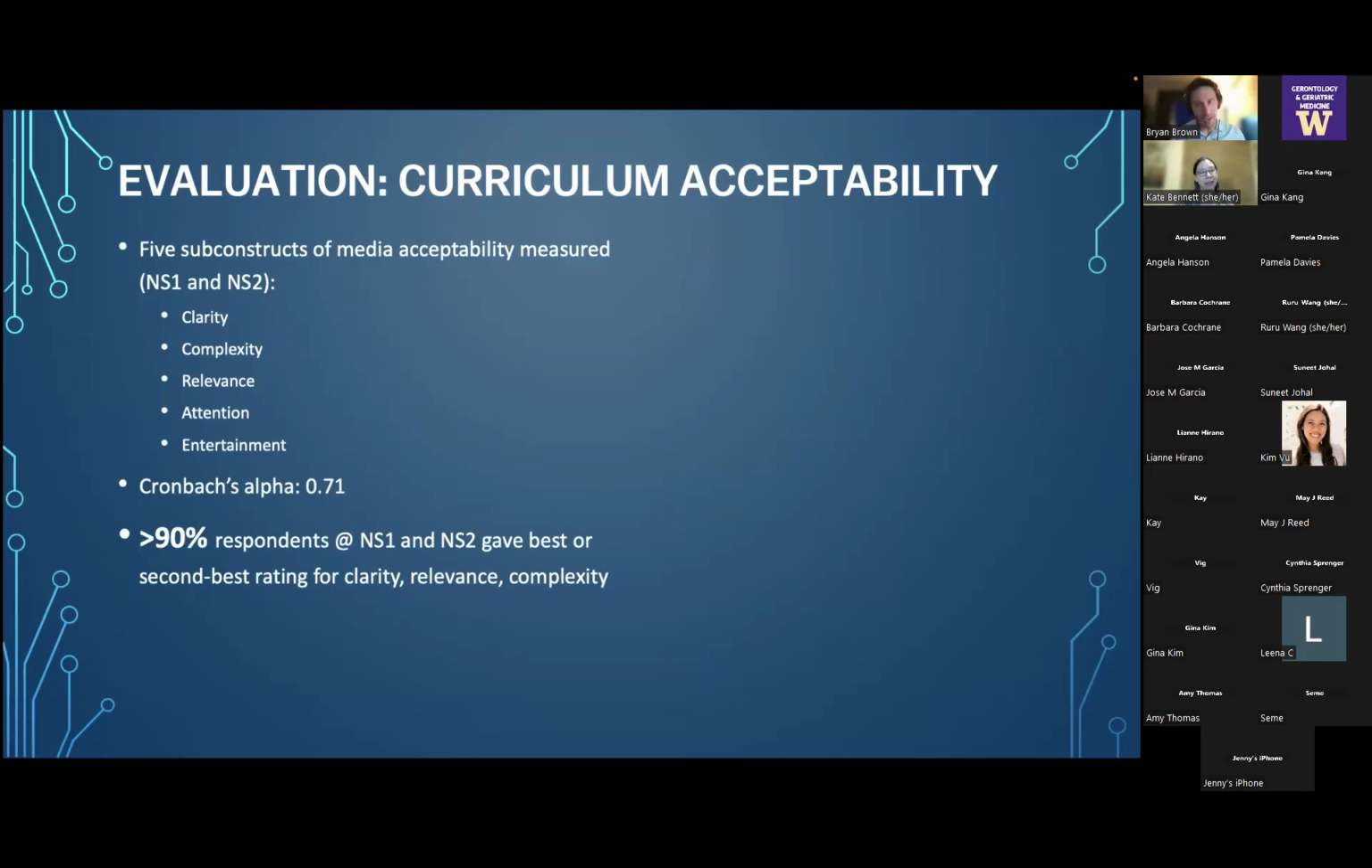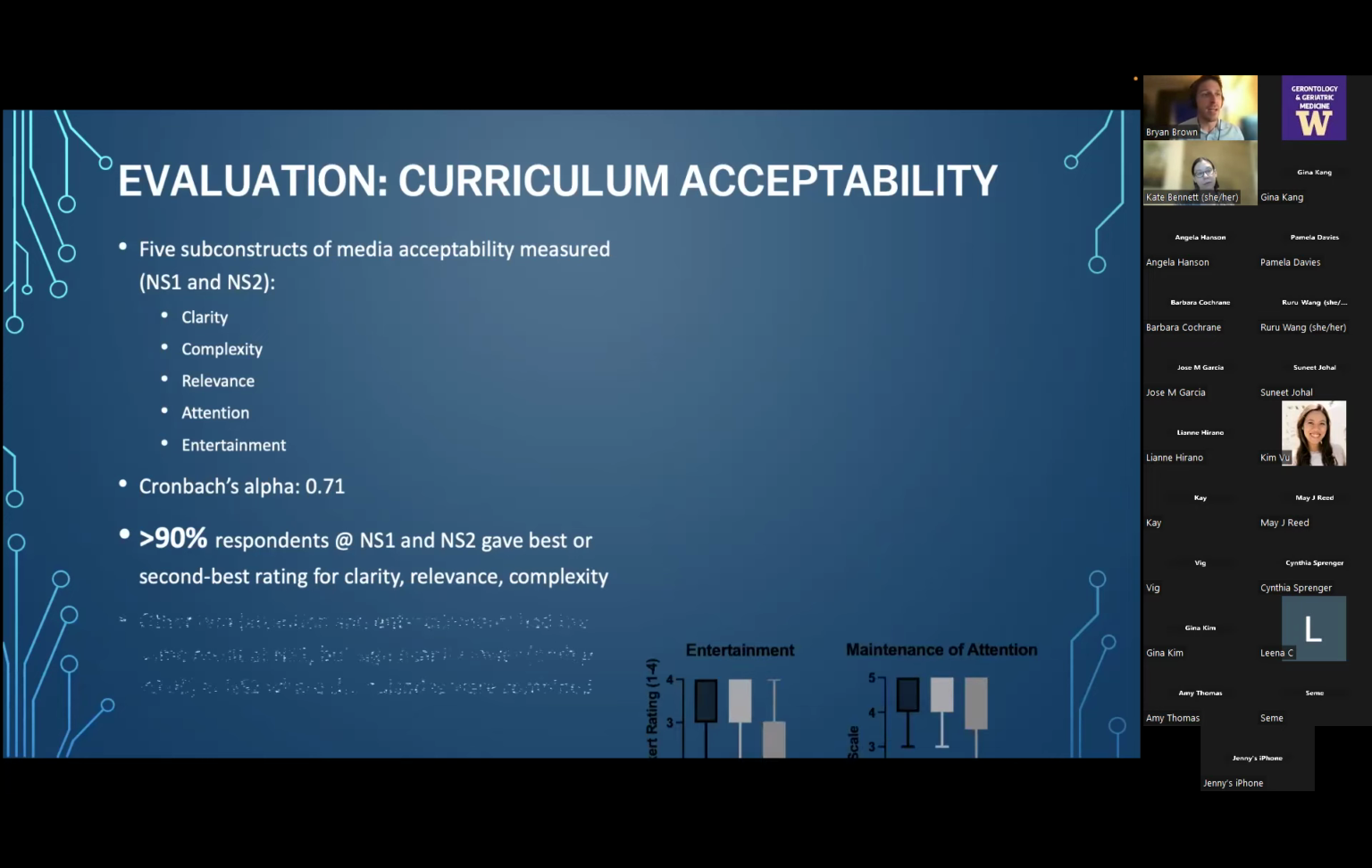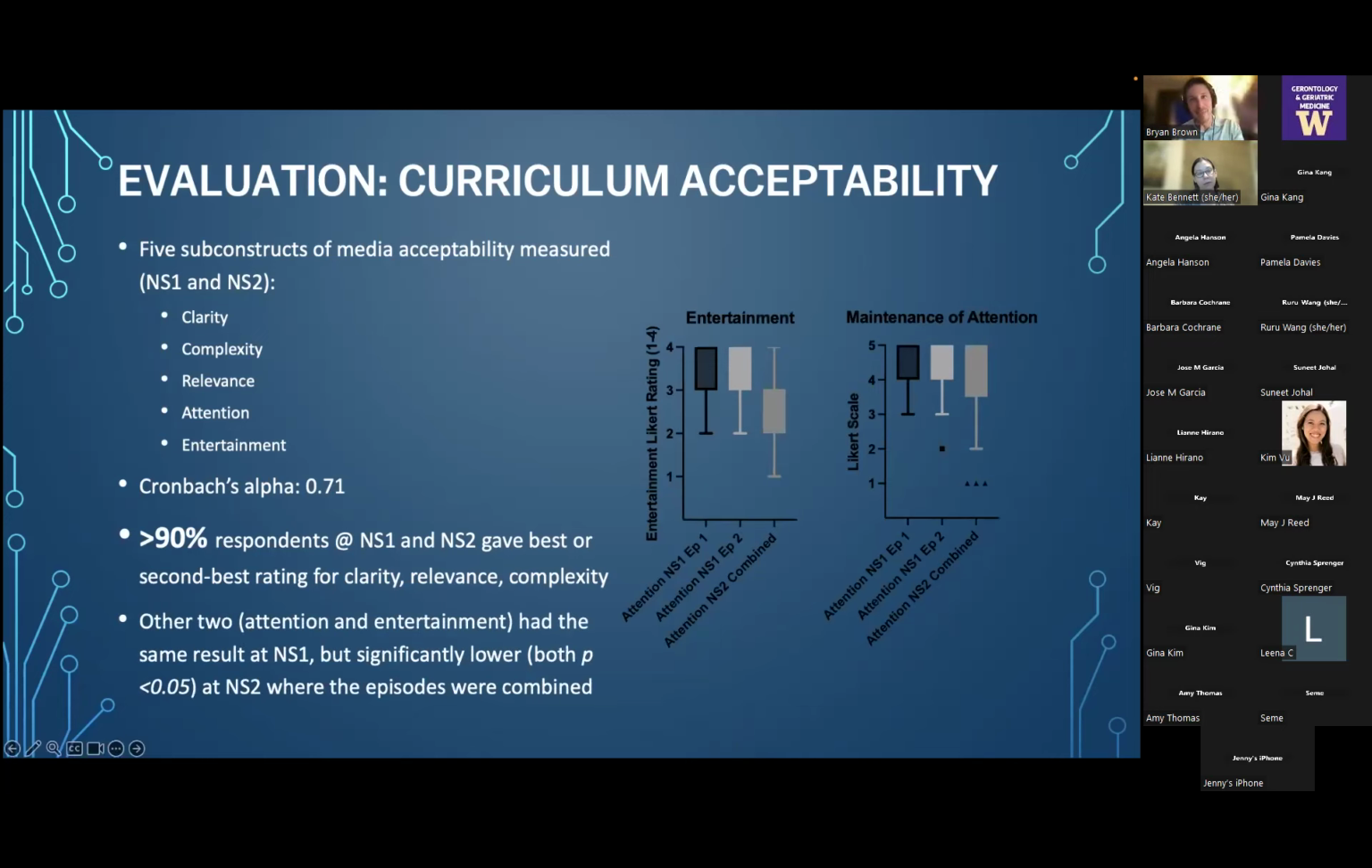And basically very highly rated across the board. Three of the parameters were very highly rated at NS1 and NS2. But at the unhappy combined assignment place, their maintaining attention and their entertainment went down. So that makes sense. They were not amused because they had a longer assignment.